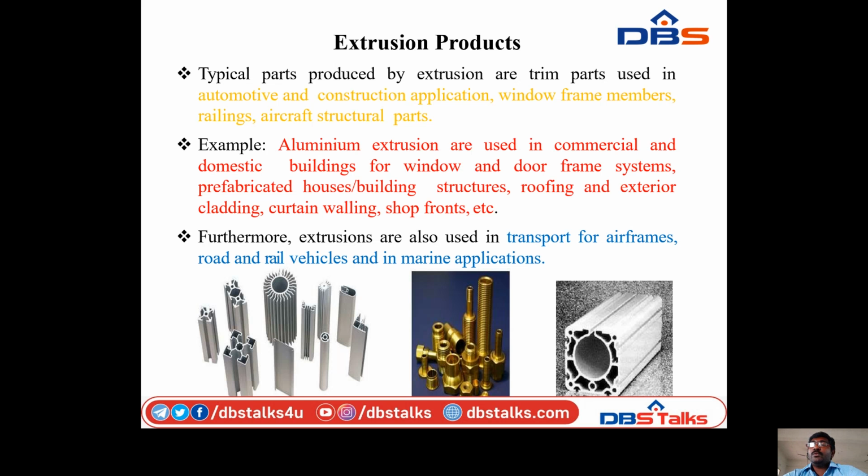Example, aluminum extrusions are used in commercial and domestic buildings for windows and door frame structure systems, prefabricated houses or building structures, roofing and exterior cladding, curtain walling, shop fronts, etc. Furthermore, extrusions are also used in transport for airframes, road and rail vehicles, and in marine applications.